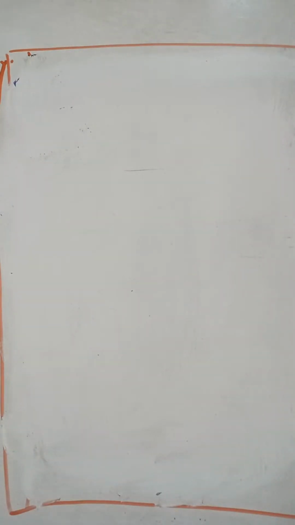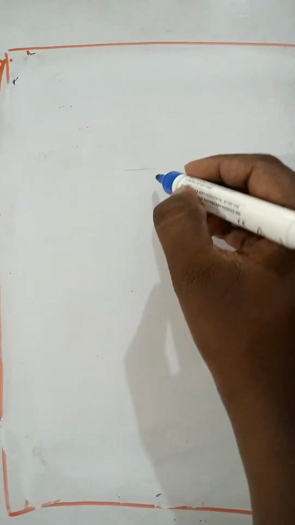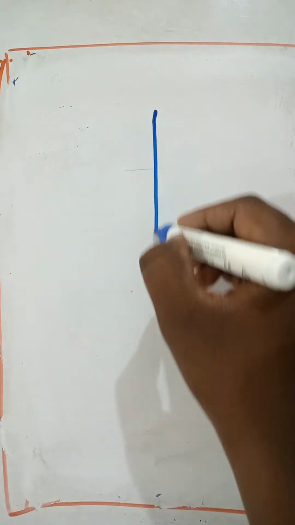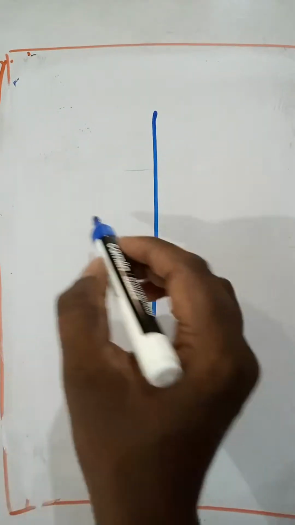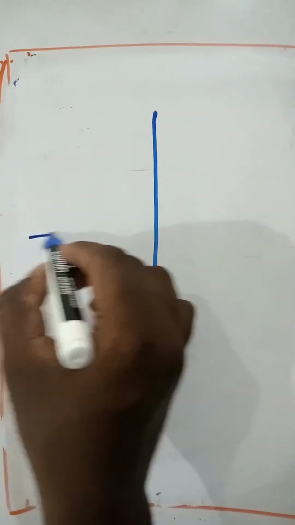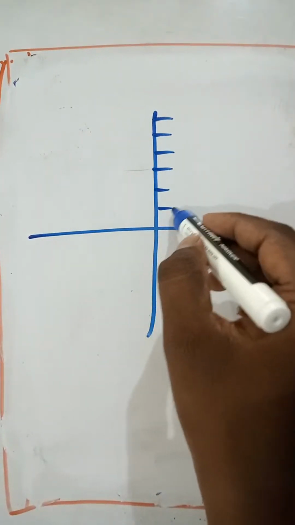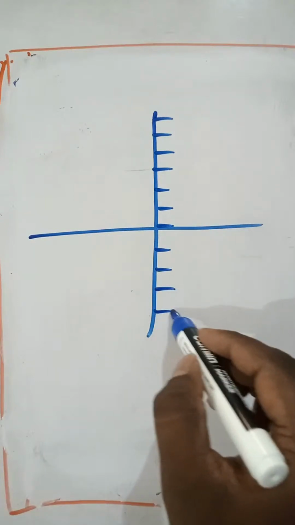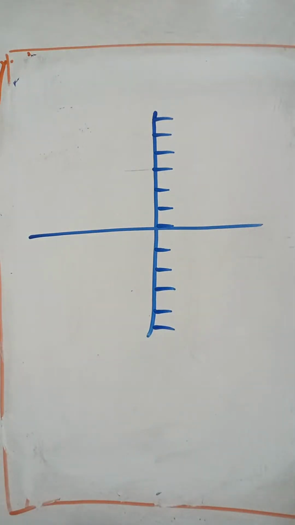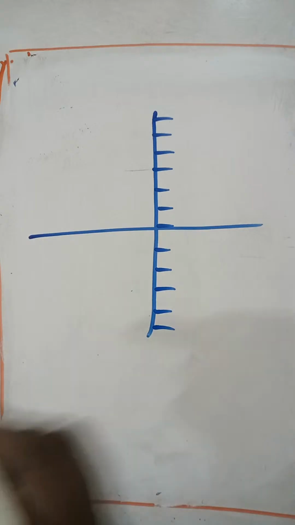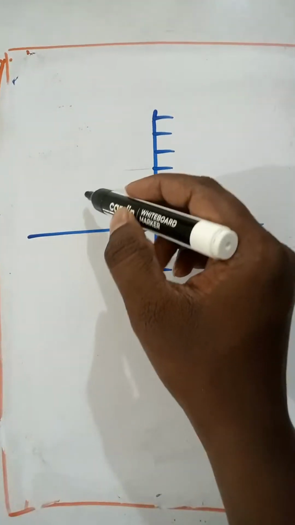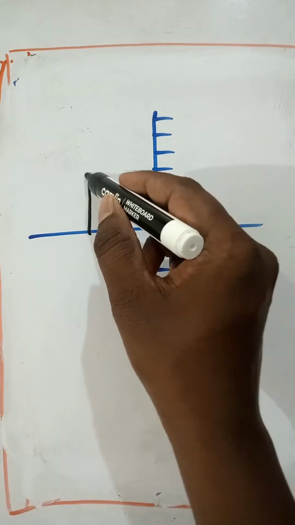So now you can see I am taking the plane mirror. This is a plane mirror. Okay, so I'm considering the object. This is the object. I'm placing the object here.